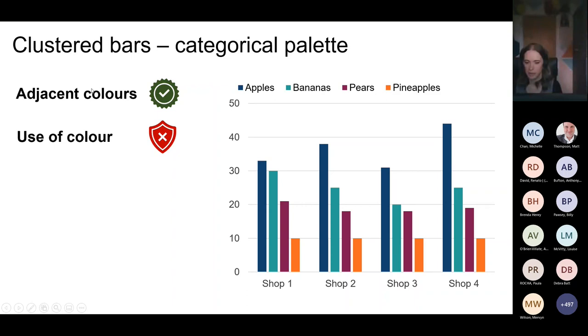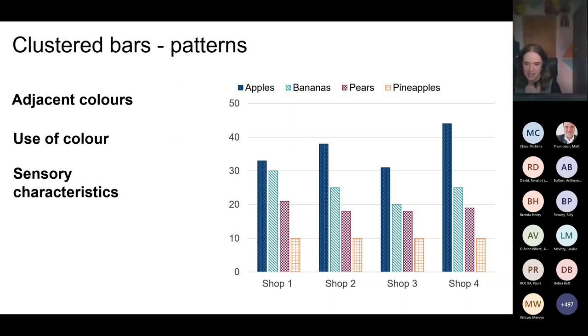Like I said, this is one I've redone, but I've used patterns this time. Adjacent colours, that's all fine, we've said that. Use of colour, well, we're fine now, we're passing that one because we're not only using colour, we're also using shape.